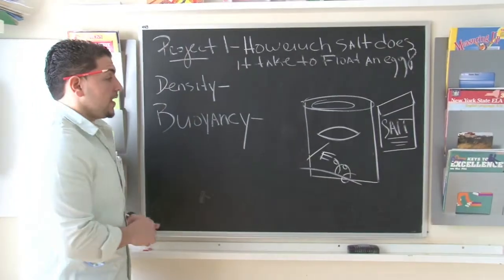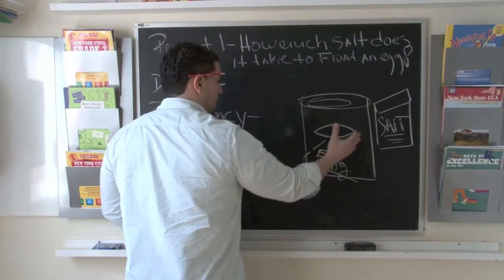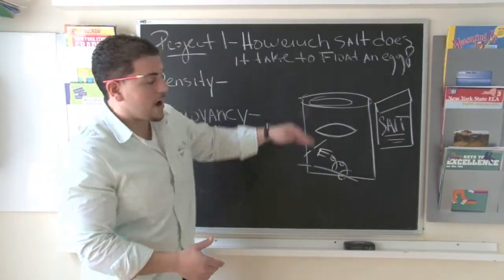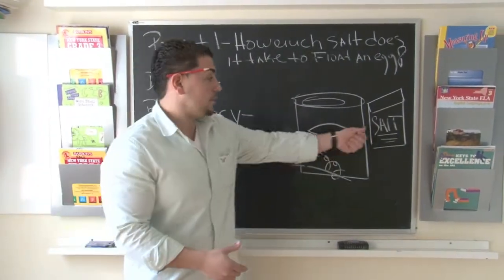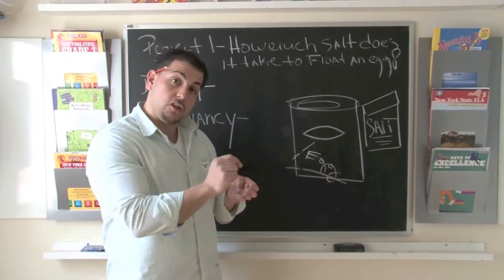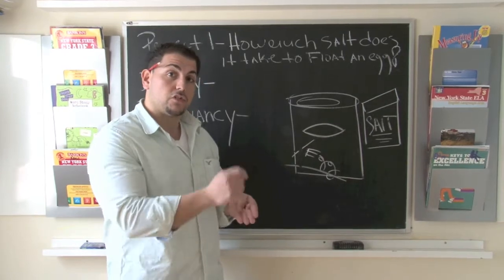So, all you got to do is you get something like this, a cup or a bowl, and you add the egg to it. And you add water. Not too high because you don't want it to spill over. Then what you do is you take a teaspoon and you start adding teaspoons of salt, making sure that you record how much salt you're adding.